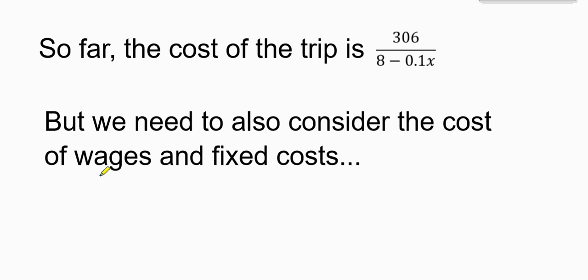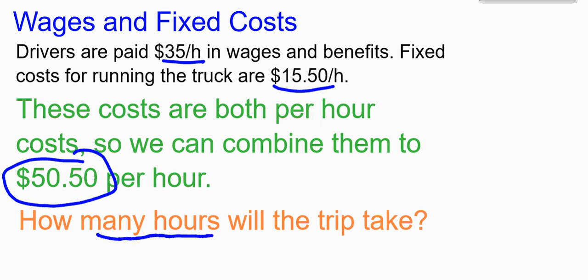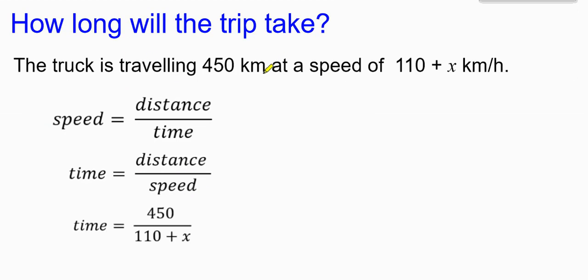So we also need to consider the wages and fixed costs. It's $35 per hour in wages and benefits, $15.50 per hour for the cost. They're both per hour, so we're just going to combine them together into $50.50 per hour. So we now need to think about how many hours the trip will take.